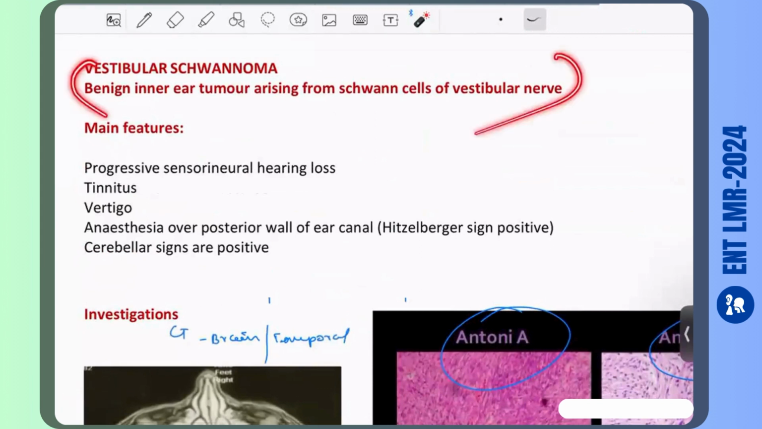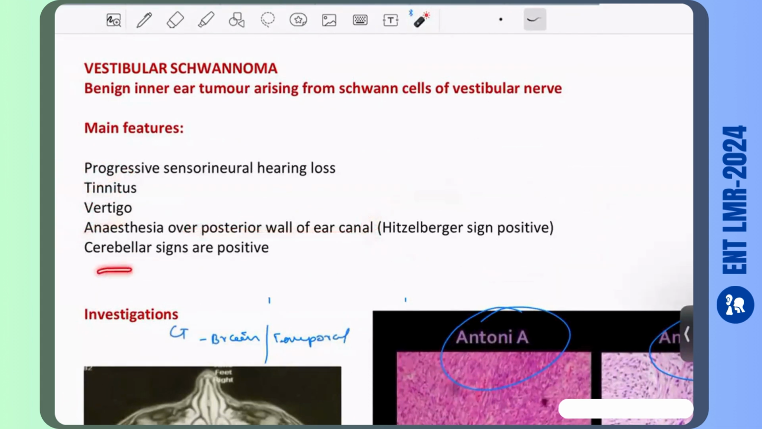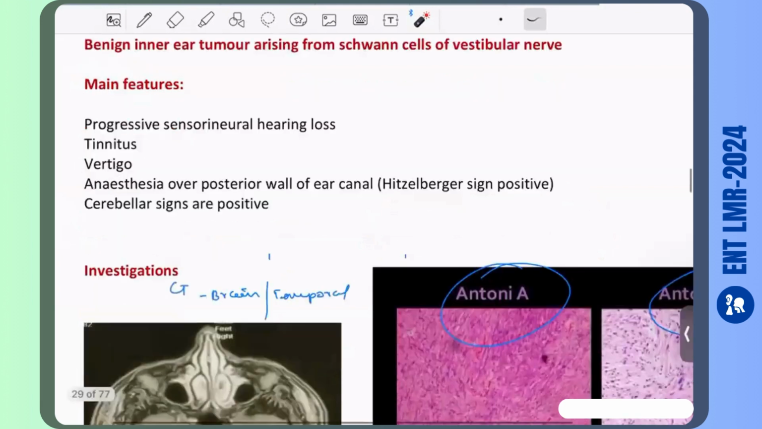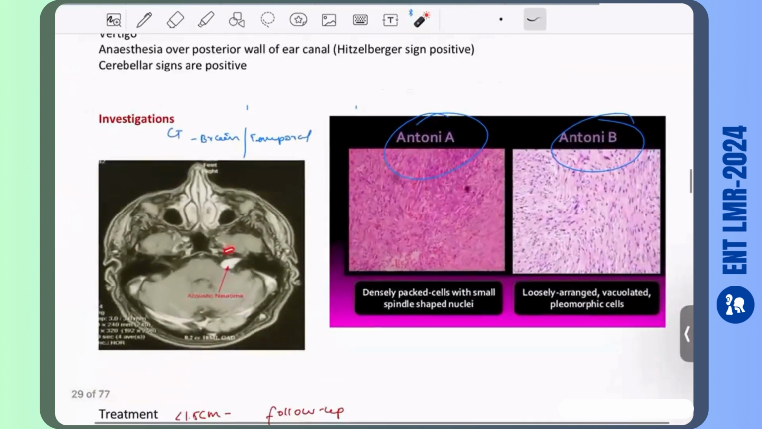The next tumor, the most common benign inner ear tumor, is vestibular schwannoma. The tumor arises from the Schwann cells of the vestibular nerve. The main features are progressive sensorineural hearing loss, tinnitus, vertigo, and anesthesia over the posterior canal wall, which is called Hitselberger sign positive. Cerebellar signs will also be positive. It causes retrocochlear deafness with Rollover phenomenon positive, and histopathology shows Antoni A and Antoni B patterns. Very important. CT scan shows the acoustic neuroma.